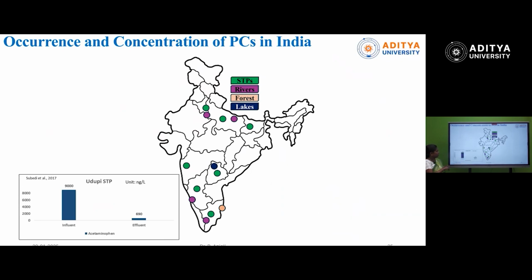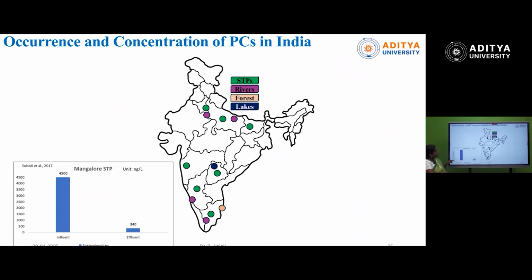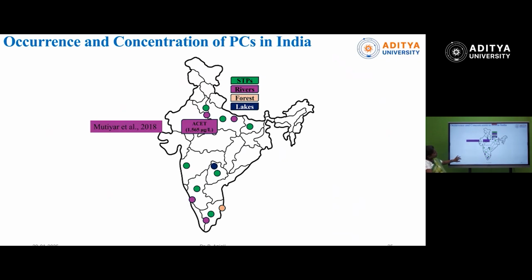Next, UDP STP. So both influent and effluent are there. This is for paracetamol. It is detected in nanogram per liter. Another one, Mangalore STP. So influent is 4500 and effluent is 340 nanogram per liter. Okay, this is detected in the river. The paracetamol concentration is 1.565 microgram per liter. So here itself you can observe very clearly that it is present in nano, micro and milligram levels also.